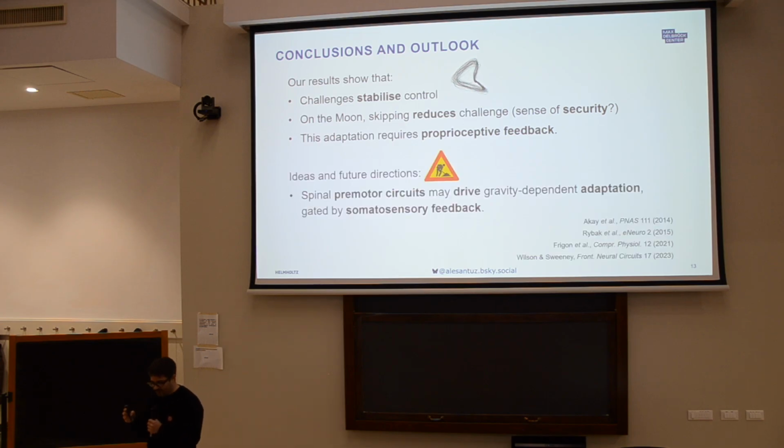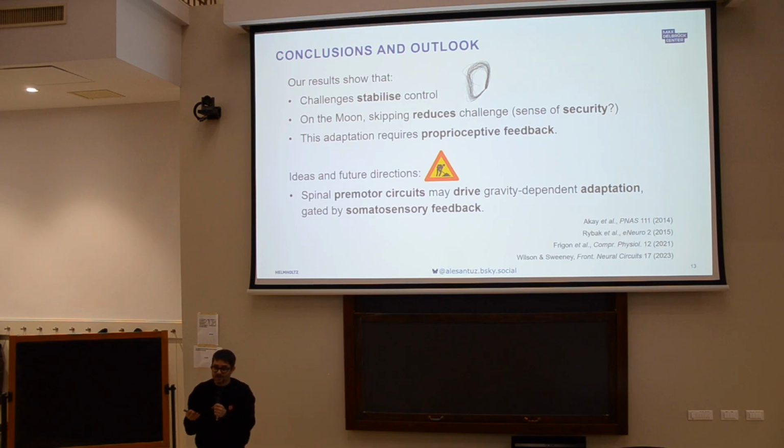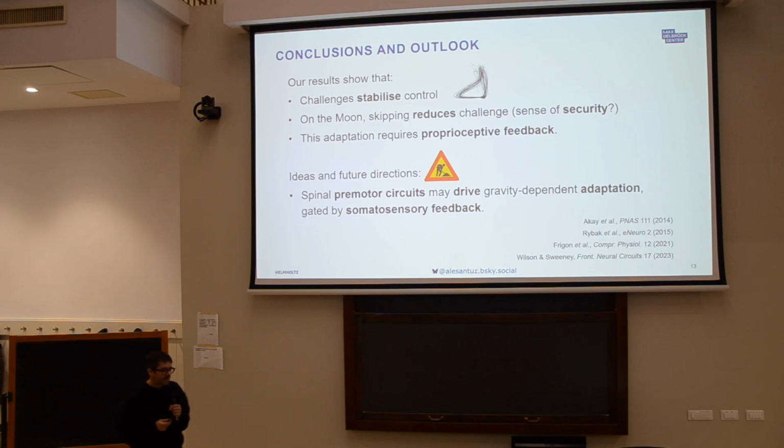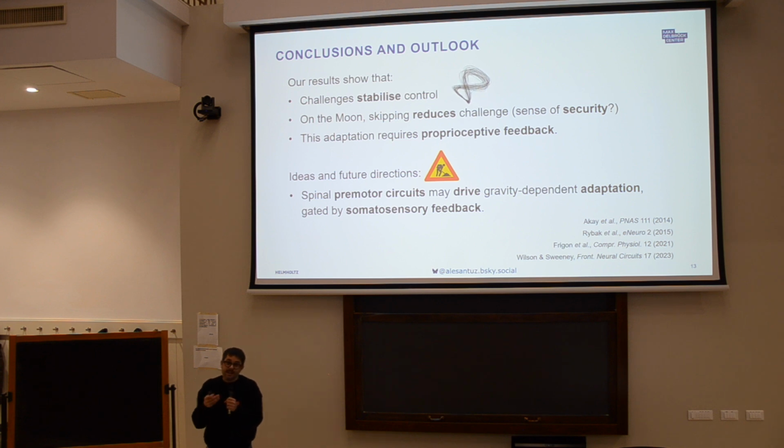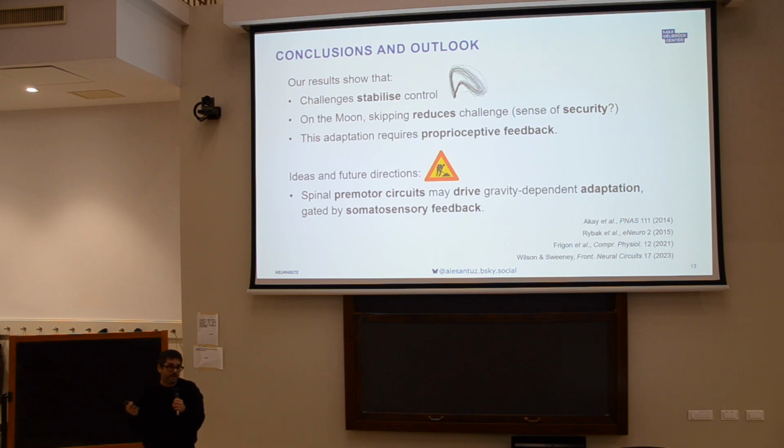And just a couple of ideas for the future and for what we are working on in Nicola's lab. Of course, there must be some spinal premotor circuits, perhaps CPG-like central pattern generators, that may drive this gravity-dependent adaptation, gated by, here I'm not writing proprioceptive because there might be other sources of somatosensory feedback at play, such as cutaneous, for example. But to do that, we need to keep on going back and forth between human and mouse, and keep on doing this kind of translational studies.